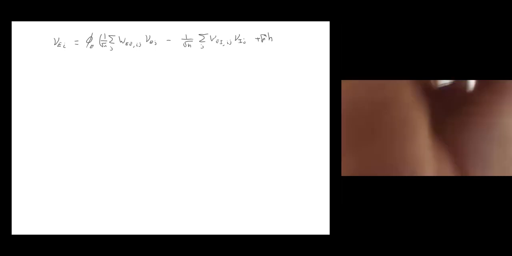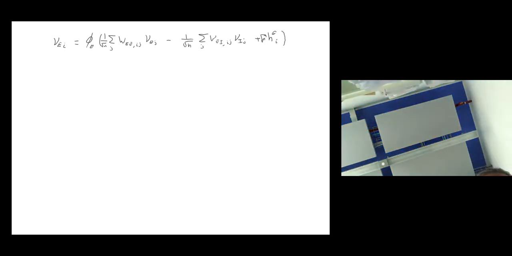We also have some external input, which is going to have to scale as h, it's our external input. Eventually we'll give this temporal dynamics, but for now we won't. So nu_I equals phi_I, and the only thing that happens is this becomes W_IE, and this becomes W_II.